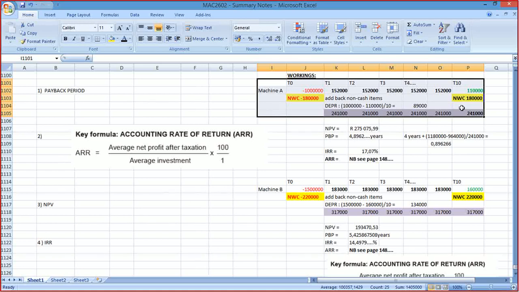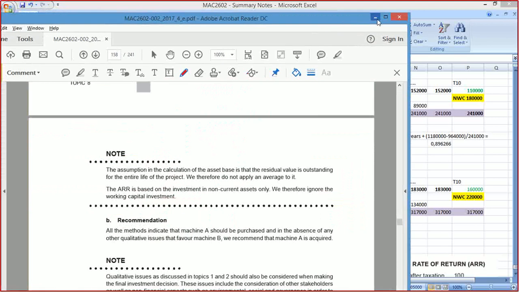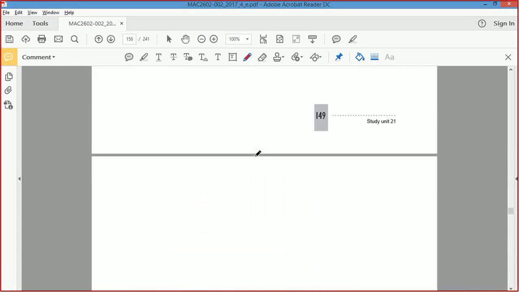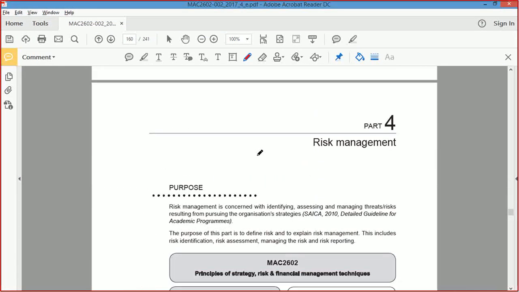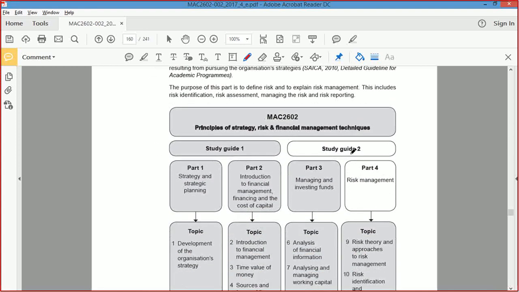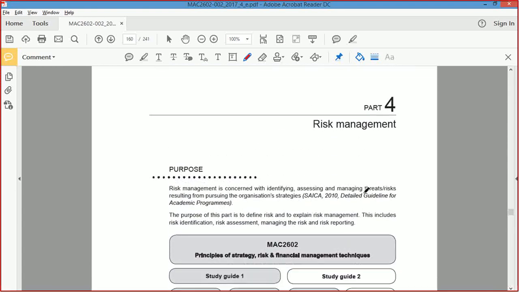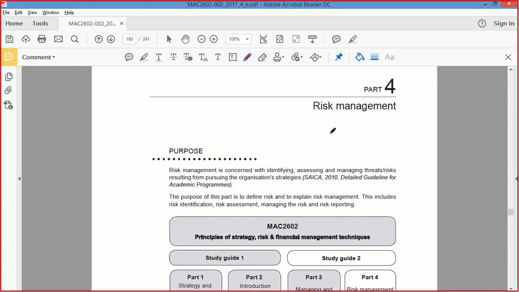All right, so let's take a break and come back, and then we've got theory to look at. Then we're starting a brand new part. Part 4, risk management. A lot of theory, those are the last few chapters, and then we can start looking at past papers.